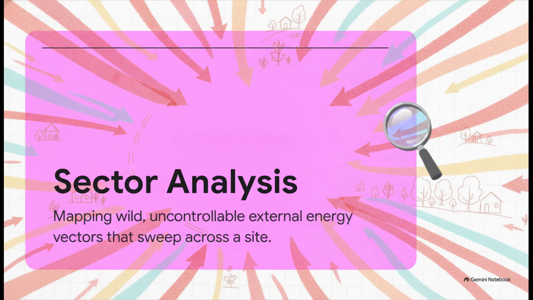The big takeaway here is that before you plant a single tree or dig a single trench, you absolutely must map these vectors so you can decide whether to block, channel, or harvest them. You just can't design a solid defense if you don't know where the attack is coming from, right?